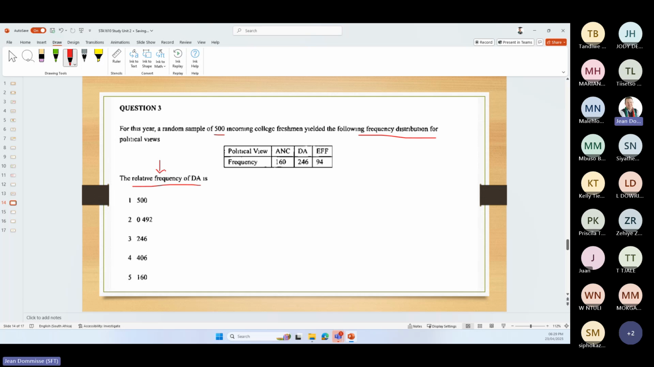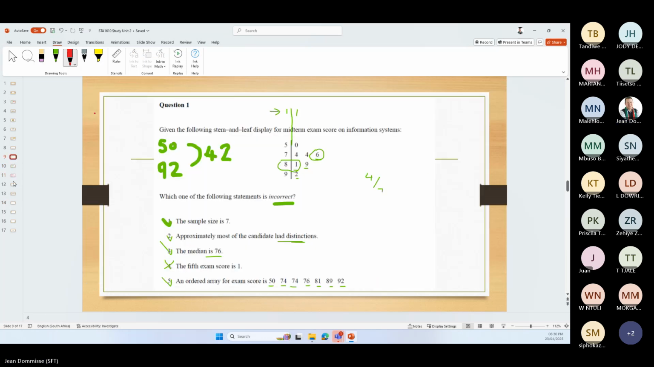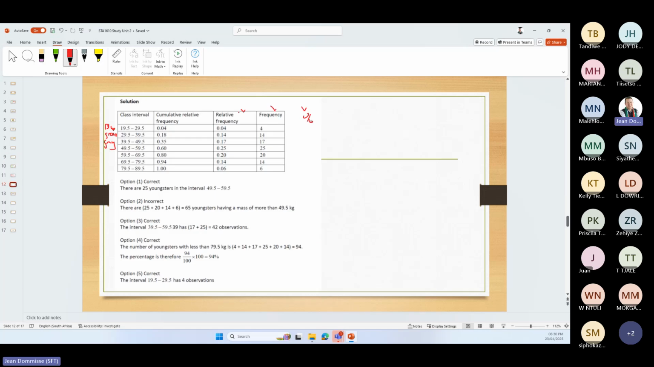Do we look at a number? Do we look at a percentage? Do we look at a decimal? So what is relative frequency? And I think, again, if we look at this previous, or where was that table? Okay, so relative frequency is basically a decimal.